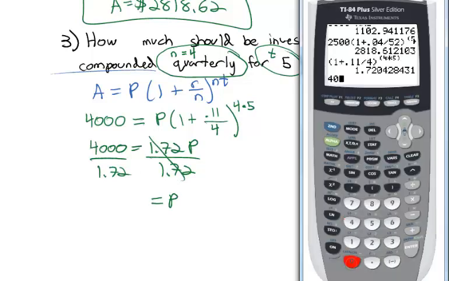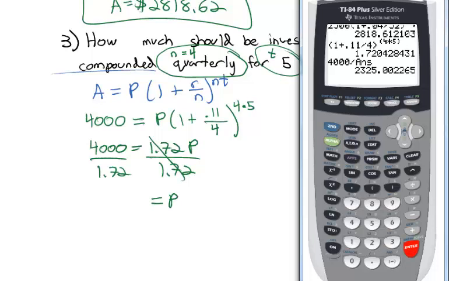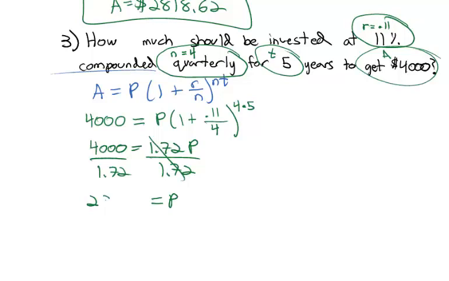We'll take 4,000, divide, and again I want to get very accurate with this, so I'm going to grab the previous answer, the line right above, by hitting second, and then the negative sign gives me the ANS. 4,000 divided by the previous answer, which is 2325.00. Exactly, 2325. So if I invest $2,325, I'll have about $4,000 after 5 years.